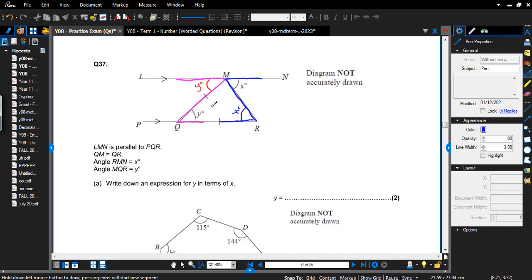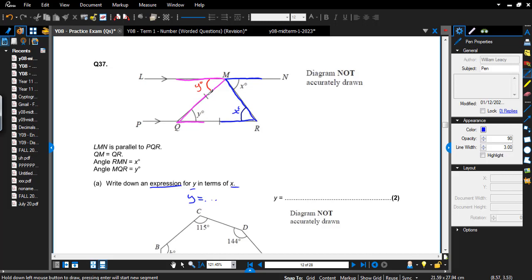So, right, I'm not even looking at it yet. Write down an expression. Expression, what does that mean? It means you're going to have numbers and letters, or else you're just going to have letters, okay? It's not just going to be a number on its own. For a number on its own, they'll say solve, or find. But when it says expression, it will definitely have letters. And here, they're telling you expression for Y in terms of X. So in other words, they want Y equals blah blah blah. That's what they want. So let's do it.